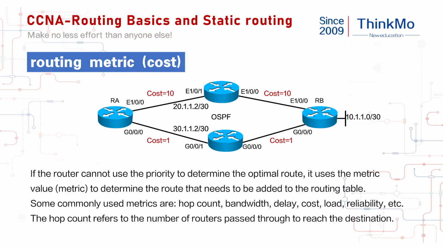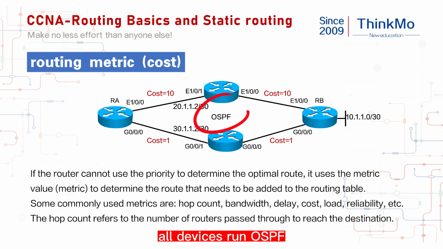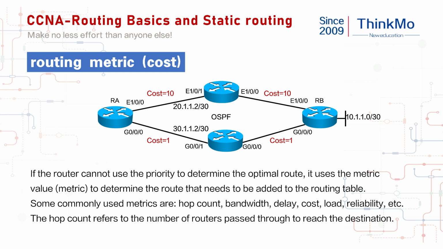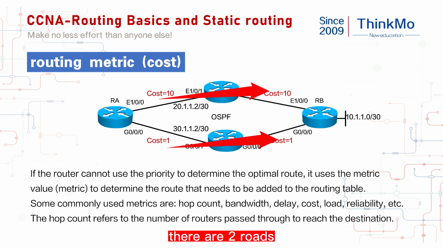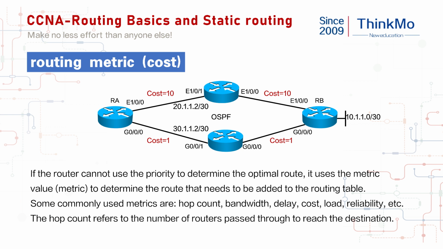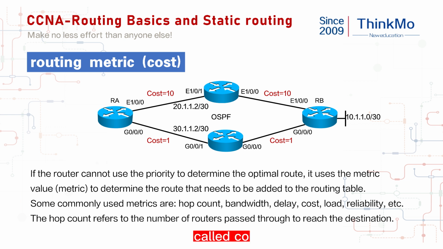Let's take a look. Now all routes are learned through OSPF. All devices run OSPF. The route above is learned through OSPF, and the one below is also learned through OSPF. Then it is going to the same network segment. There are two roads; in theory, you can choose both. OSPF is also consistent, so at this point we will compare a value called cost.